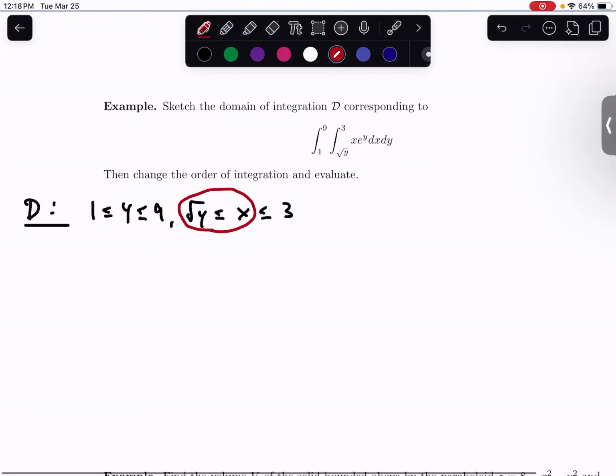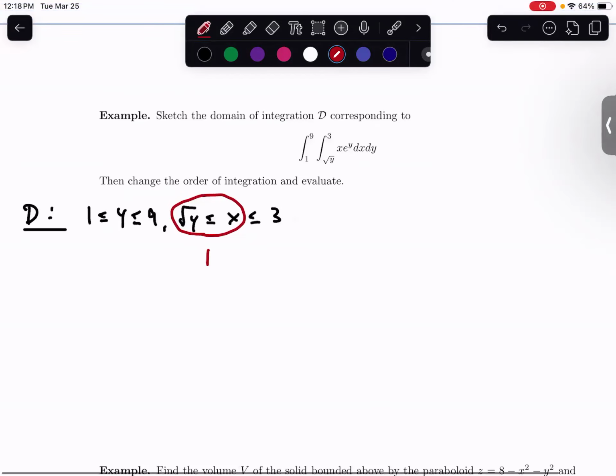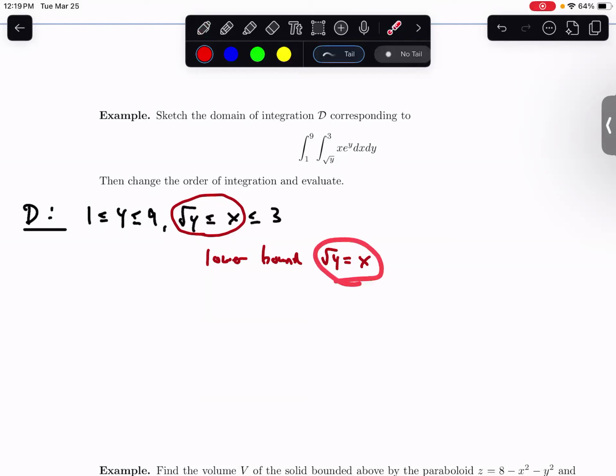So what this is really saying is we have a lower bound with respect to x, where the square root of y is equal to x. Most people, myself included, like to think in terms of functions of x instead of functions of y. Right now we have a function of y and we want to think in terms of functions of x. So we can just solve for y, and all you need to do is square both sides. So this is really saying that y is equal to x squared.